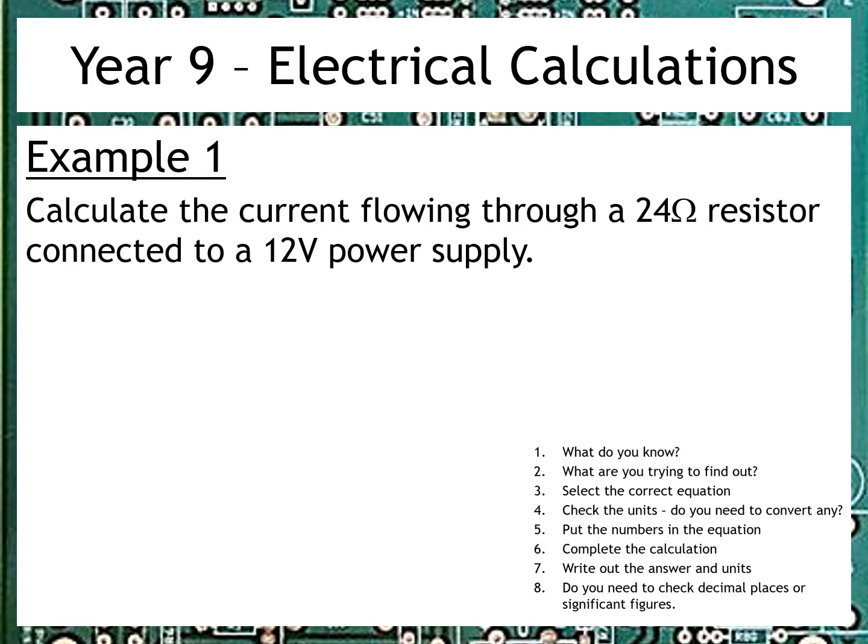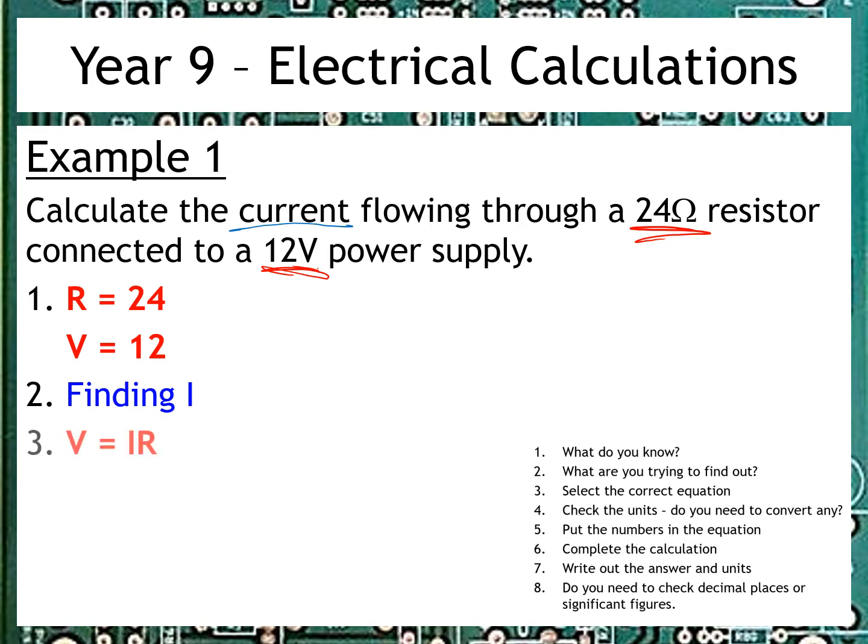First of all, what do we know? Well, we know we've got a 24 ohm resistor and we know we've got a 12 volt power supply. So we know R is 24 and we know that V is 12. And then what are we trying to find out? Well, we know we've got to calculate the current I. We now need to select the correct equation. So we've got to have V, R and I in it, which takes us to Ohm's law, or V equals IR.